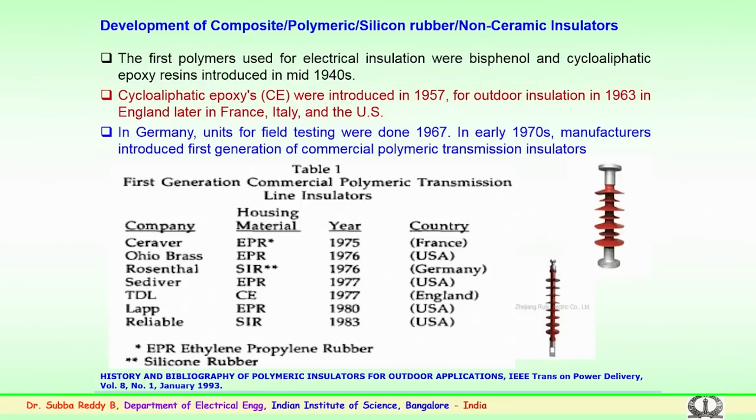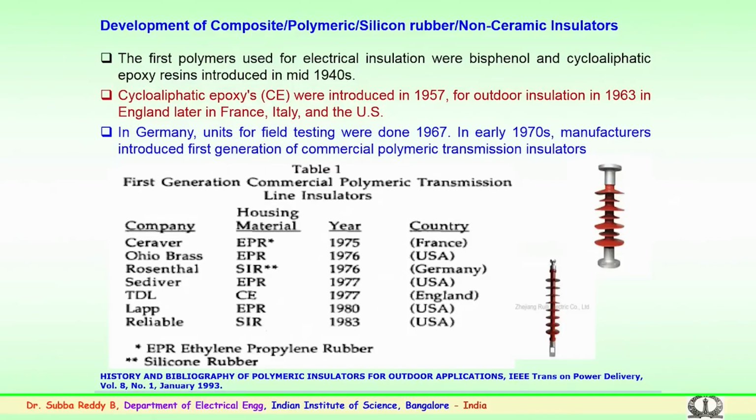So, these insulators are basically organic in nature and were first used somewhere in the 1940s. The first polymers tried out for electrical insulation were bisphenol and cycloaliphatic epoxy resins, which were introduced in the mid 40s to 50s. Later on, cycloaliphatic epoxies were introduced in the late 50s, particularly for outdoor insulation. These were used in the 60s or late 60s in England, later in France, Italy and the US.